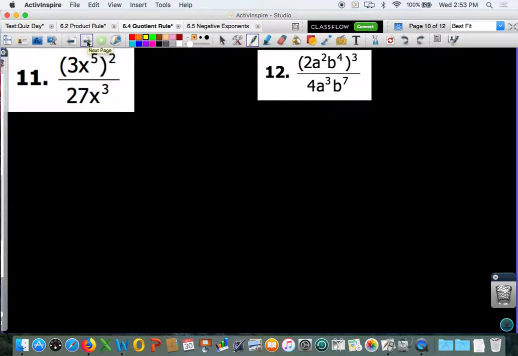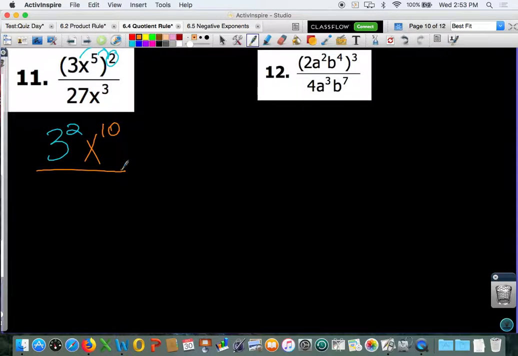We're going to get a little more complicated with 11 and 12. So remember I told you we're going to come back to the previous lesson. We've got to distribute this 2. Now please remember, anything outside of parentheses has to be distributed to everything inside of it. So this 2 is going to go not only to this x to the 5, but to this 3. So now I have 3 squared, and I've got x. And I've now got, instead of x to the 5th, I've got x to the 10th.